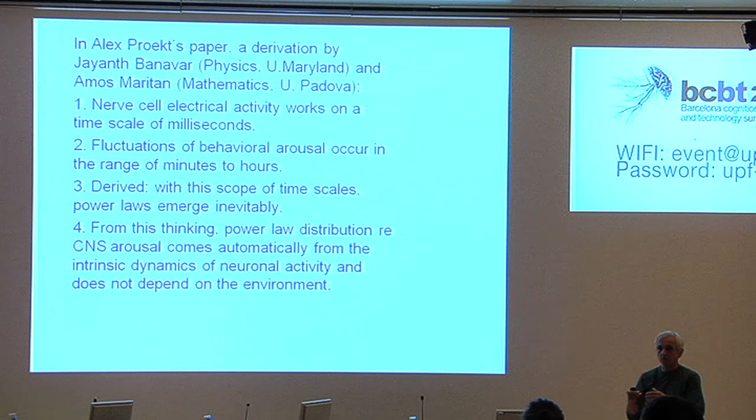In other words, they would say, it's an inevitable consequence of the fact that you've got dynamics in milliseconds and behavioral dynamics in minutes to hours, that you're going to get a power law no matter what. That statement simply can't be true, because one can make a counter model where you have specific distributions of these behavioral arousals that are not power law distributed. Whereas what Jayanth and Amos would say, I'll speak for them for a moment, is that not only can it be true, it has to be true.